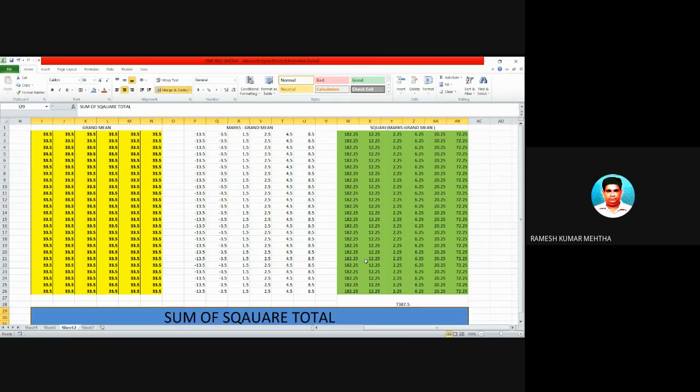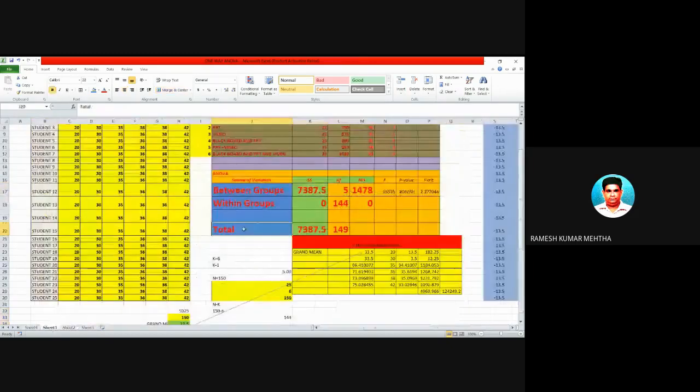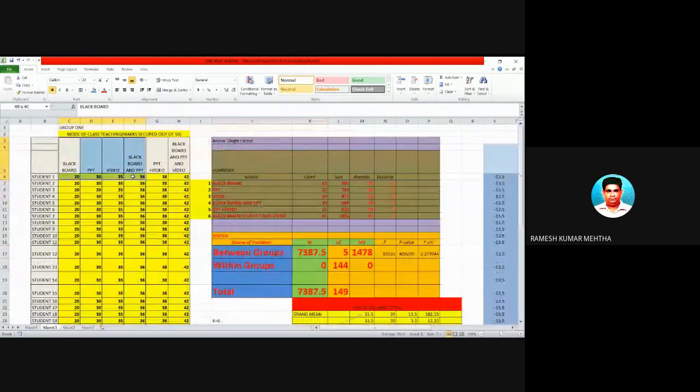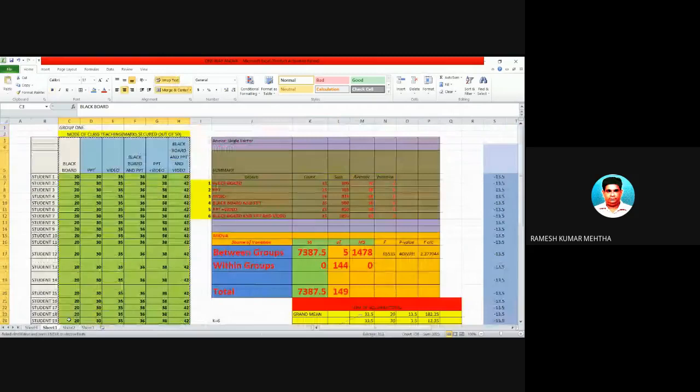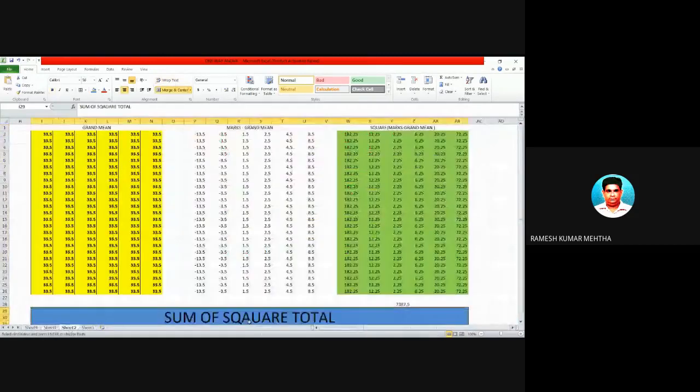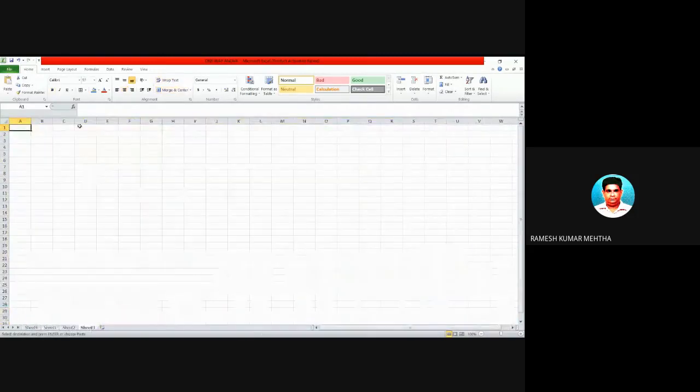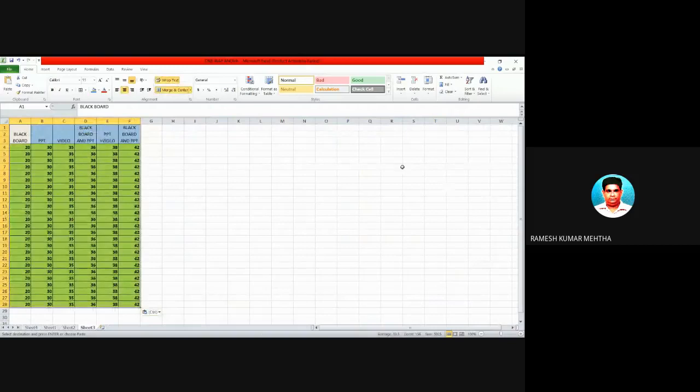Now let's look at the result. We have to find out not only the sum of squares total, but also the between-group sum of squares and the sum of squares within the group. So our next is between the groups. I will copy this once again and show you the sum of squares between separately. I am placing this here to calculate the sum of squares between.